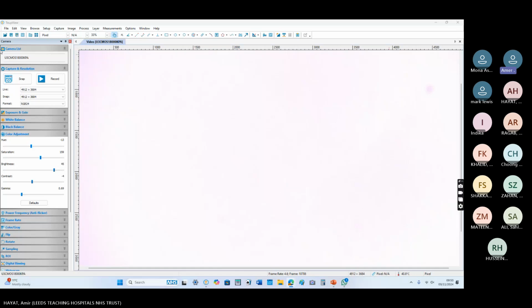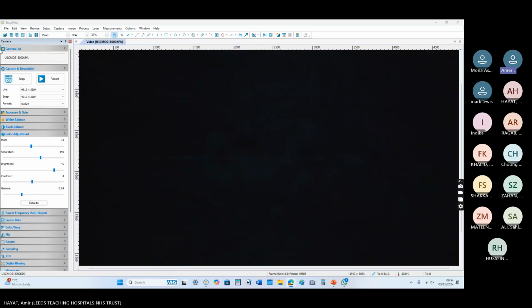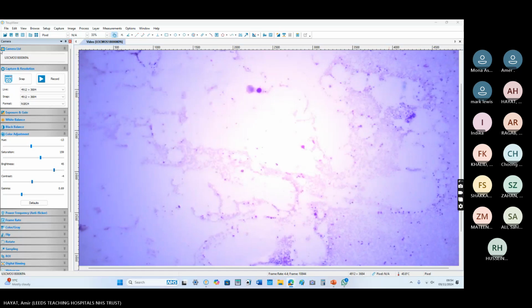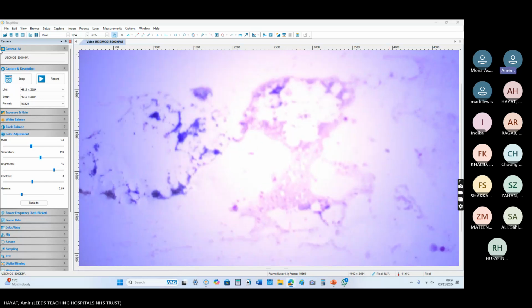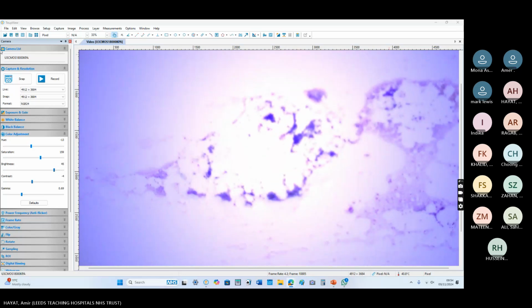So this is another case, an 80-year-old female with persistent anemia and thrombocytopenia. So they did a bone marrow biopsy for this patient, and you can see this is particulate, but the particles are empty.